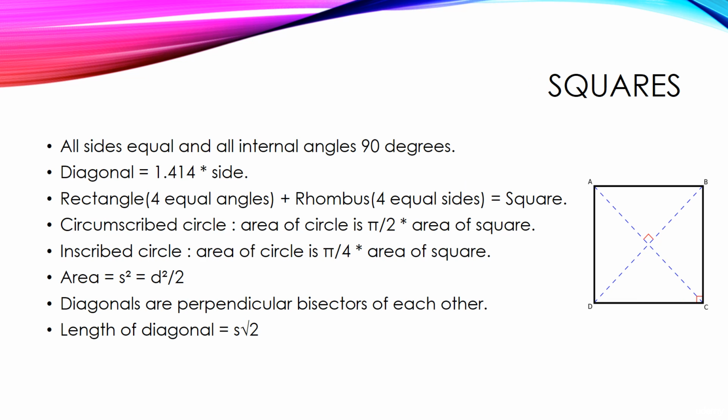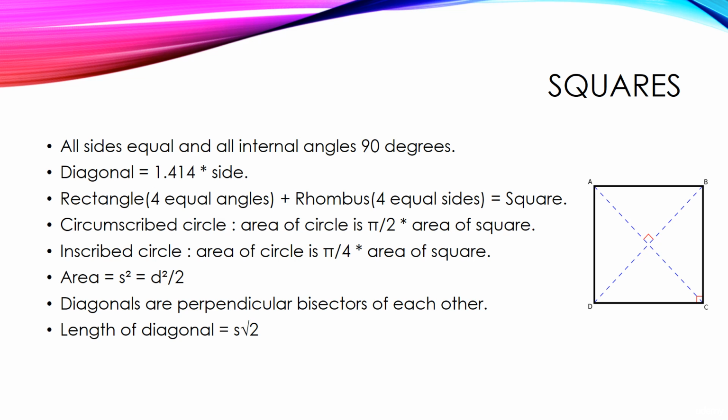Square: a four-sided regular polygon with all sides equal and all internal angles 90 degrees is a square. If the diagonals of a rhombus are equal, then that rhombus must be a square. The diagonals of a square are about 1.414 times the length of a side of the square.